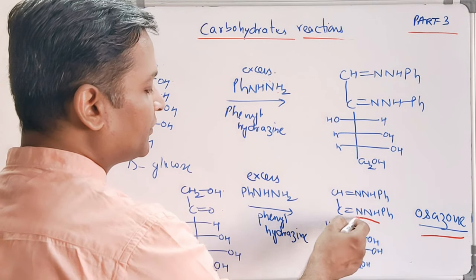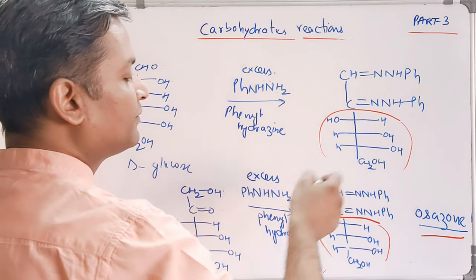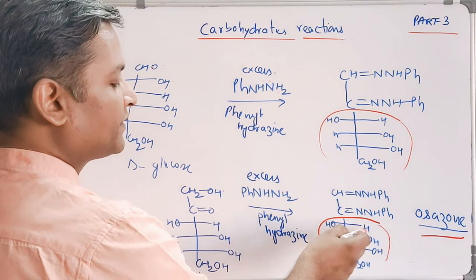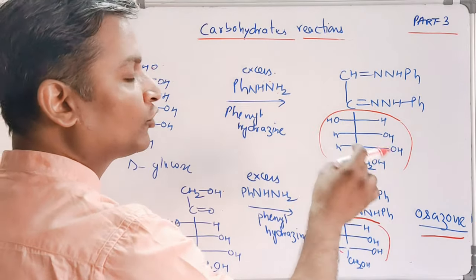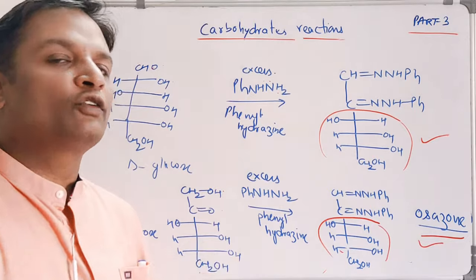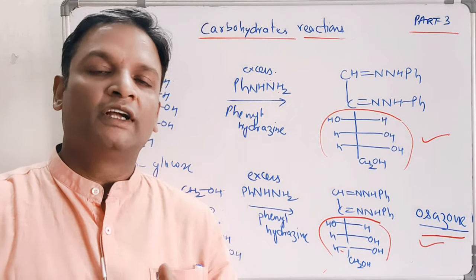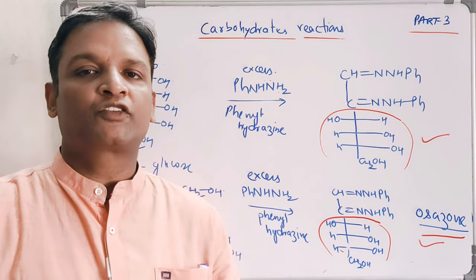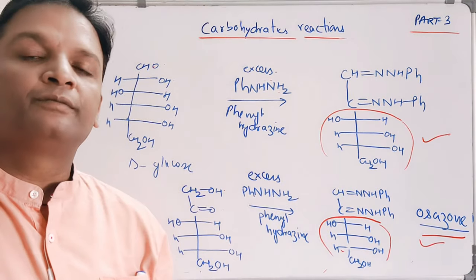We can see here this part and this part are the same in both the cases: OH, H, OH, CH2. So we can say here the osazone structures are the same whether you take glucose or whether you take fructose. The mechanism of this reaction I will explain in detail in the next section. But before that, it is just the reaction we should take care of.